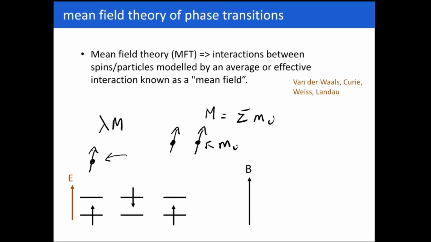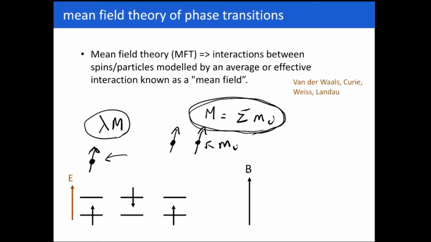So if there's a net moment in the system, then this creates the mean field, and that then in turn creates an effective magnetic field on a given site. Okay, we call it mean field because we've averaged over all of the sites in the system.